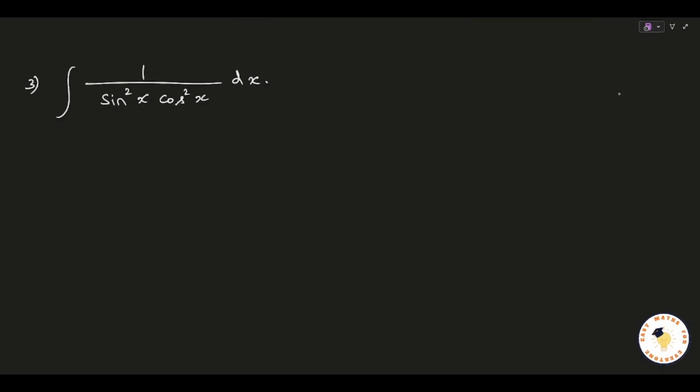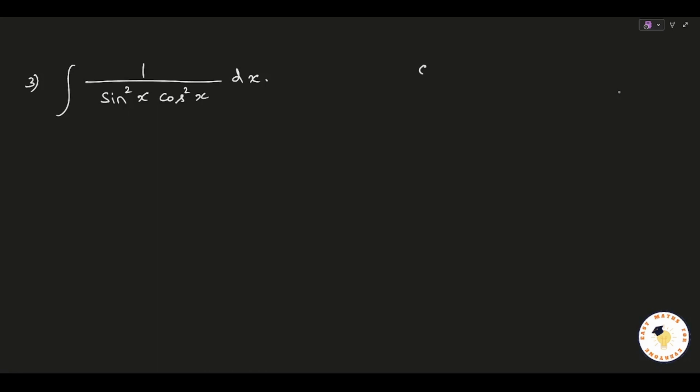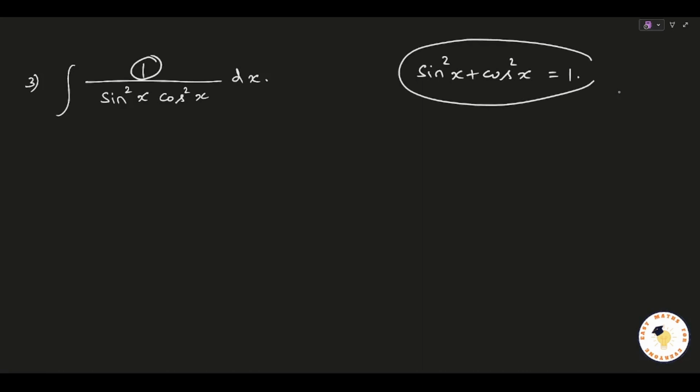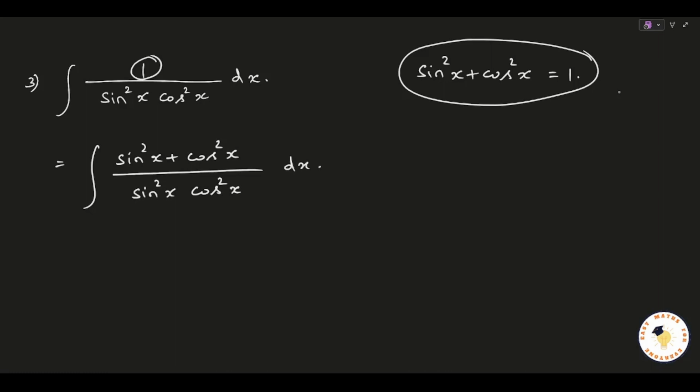Let us solve this sum. Integral 1 divided by sin square x into cos square x dx. We are going to use the identity sin square x plus cos square x equal to 1. Replacing this 1 with this identity, we can rewrite this integral as sin square x plus cos square x divided by sin square x into cos square x dx.